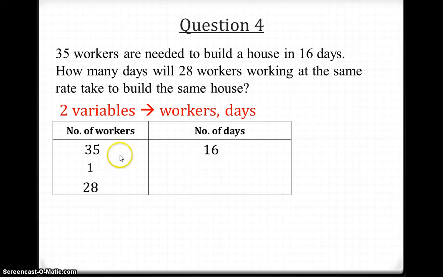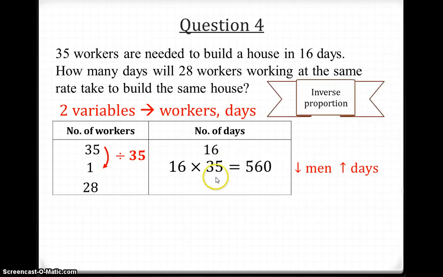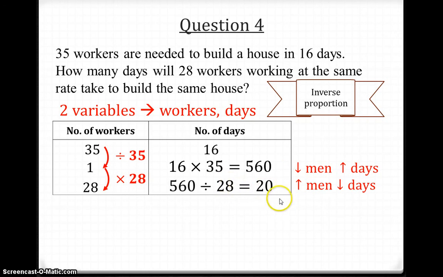So for this case, we will try to find how many days does one worker need. So for 35 to become 1, we divided by 35. Less worker now, we need more days, which means at this second column, we multiply by 35. And now, we can find what is the number of days needed by 28 workers. For 1 to become 28, we multiply. More men now means less number of days. So we divide here to find number 20. So far so good. Okay, let's continue.